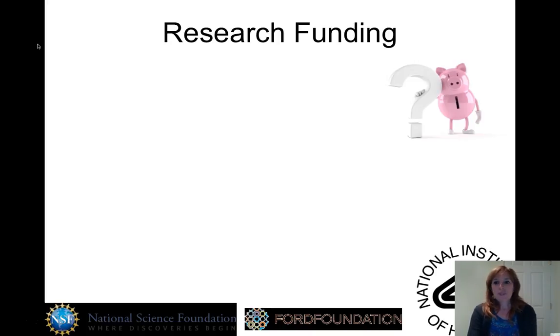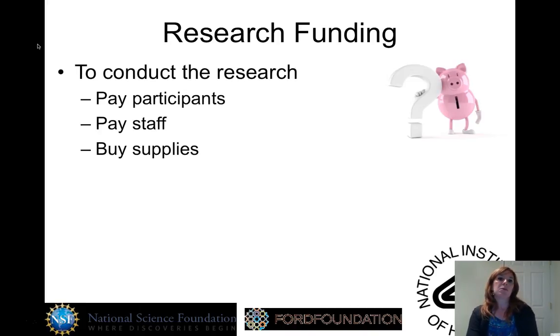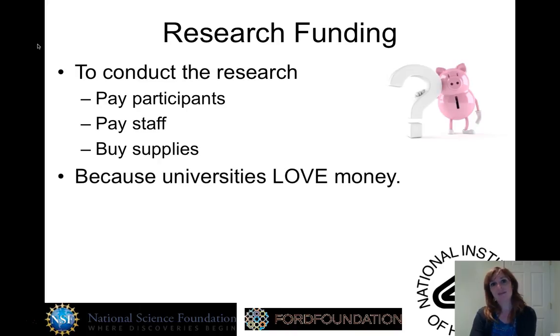For most of you, you may not think much about research funding. Some of you may go on to work for organizations in which you'll think about writing grants and getting various kinds of funding. In terms of research funding, it's often really important to get funding to actually conduct the research, so to pay participants, to pay staff members, to buy supplies. Another reason that university faculty often get research funding is because universities love money and often desperately need money.